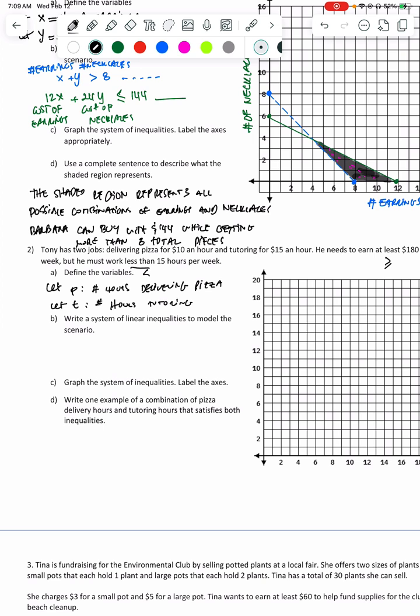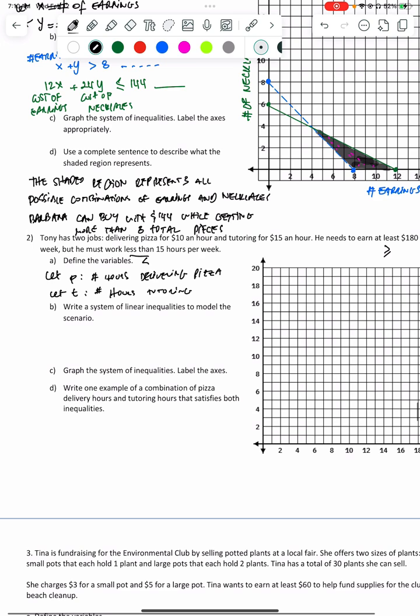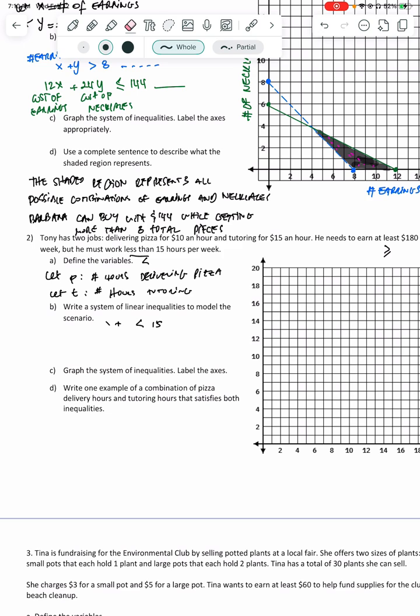Then write a system. He wants to work less than 15 hours, so we're going to say P plus T is less than 15. This is the first inequality regarding the hours worked. The second inequality has to do with the amount made. One is hours, one is amount made, and the amount made is attached to the variables. I apologize, I got carried away with the variables, so P plus T.